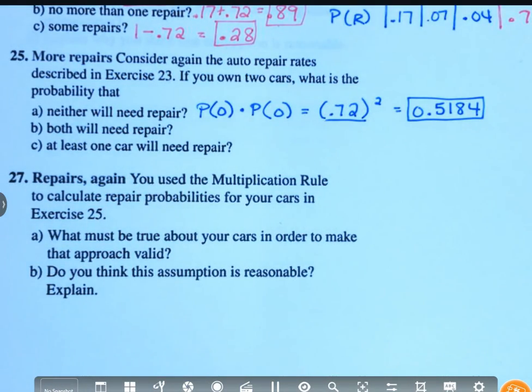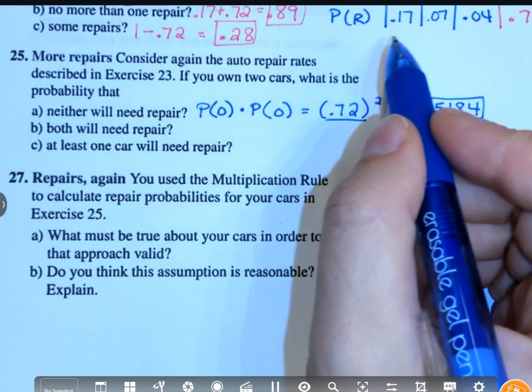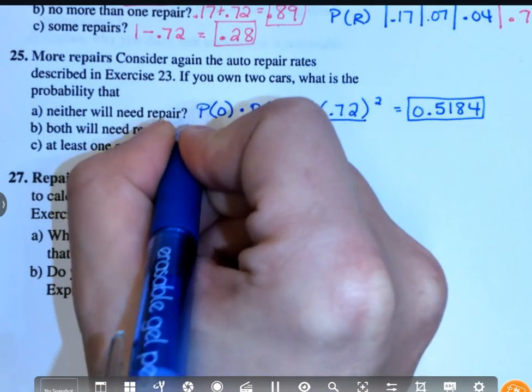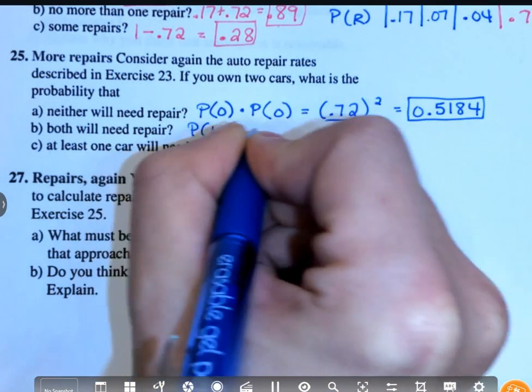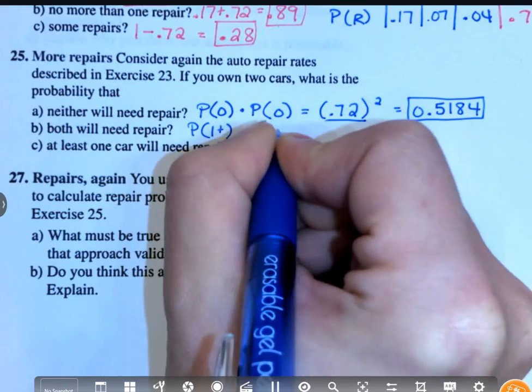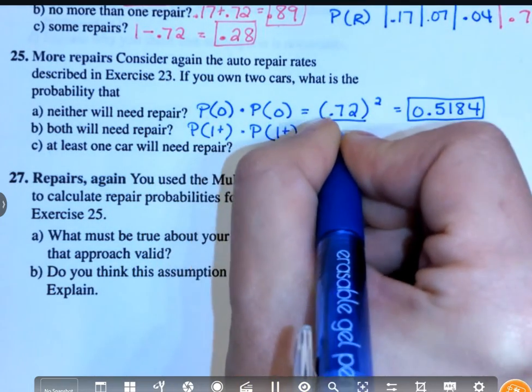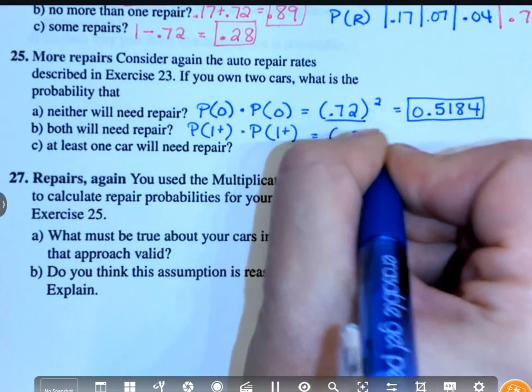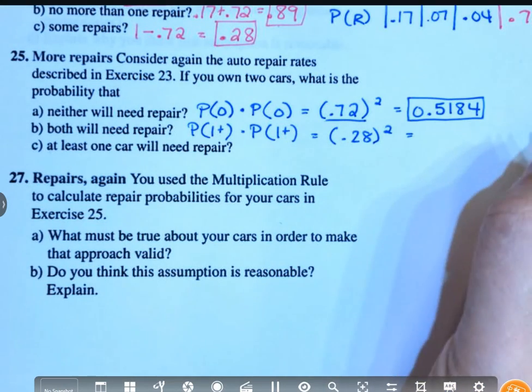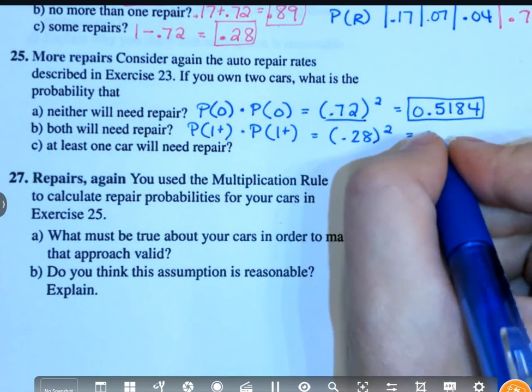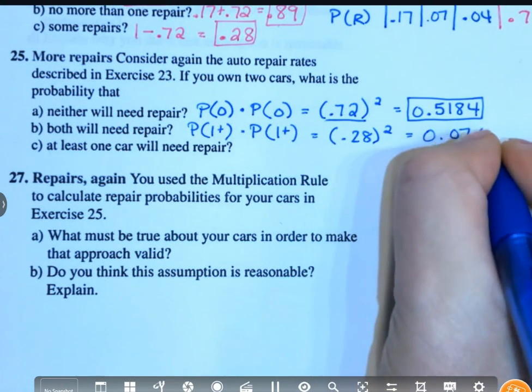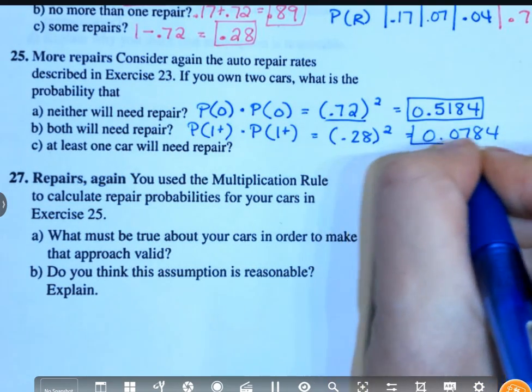If I say both need a repair, how many repairs is that for the first one? .28, because we're talking about the probability of 1 or more for each of them. So that's the 0.28 squared, which gives you what? Okay.